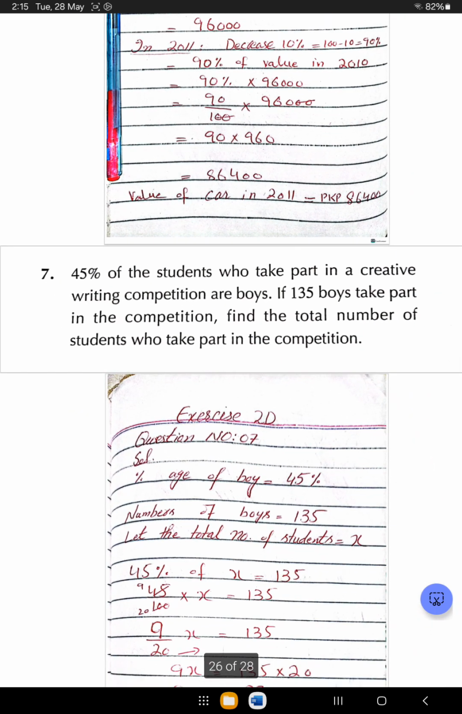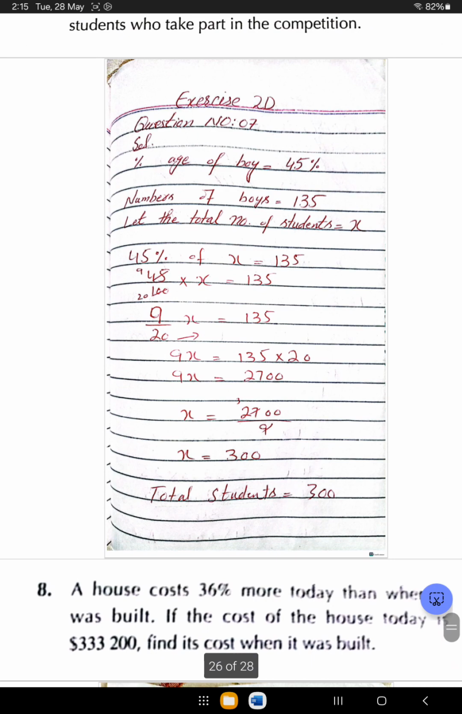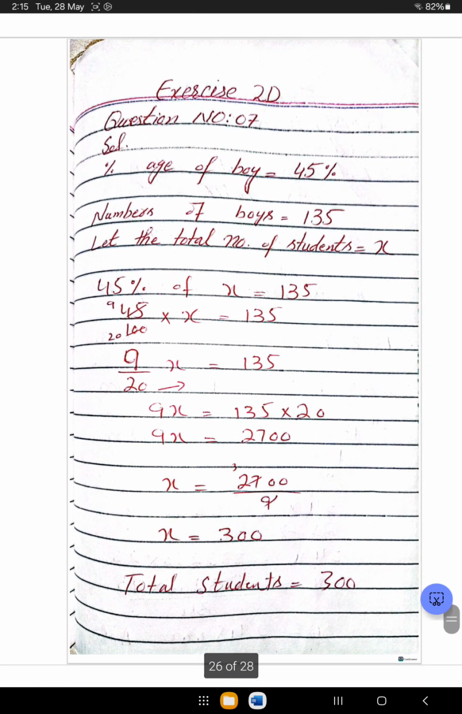Question number 7. 45% of students who take part in a creative writing competition are boys. If 135 boys take part in the competition, find the total number of students who take part in the competition. Percentage of the boys is 45. Number of the boys is 135.